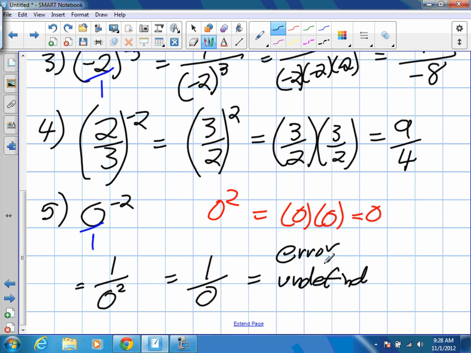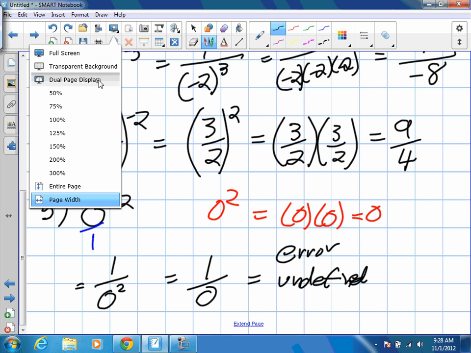I think I spelled that wrong. Yeah, there's an E here. Okay, that would be an undefined answer. So using those rules, that's how we'd solve these questions.